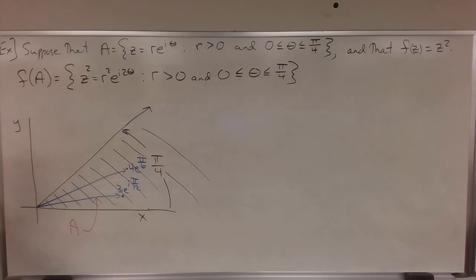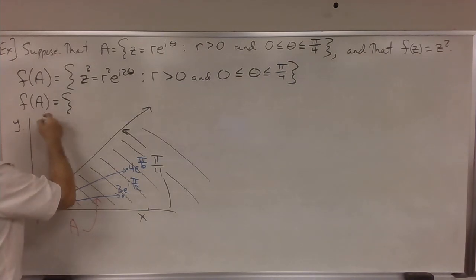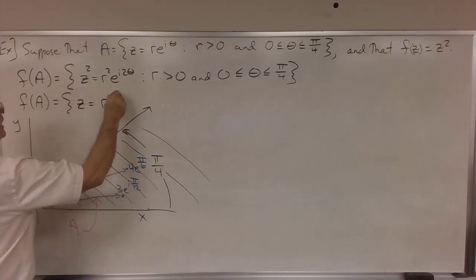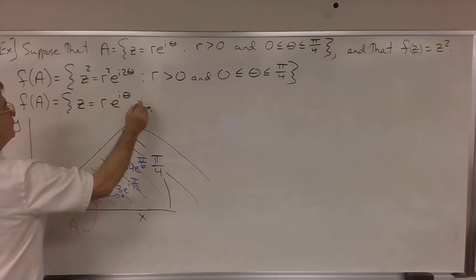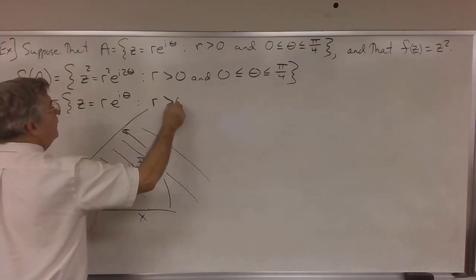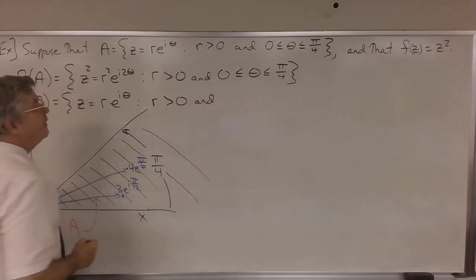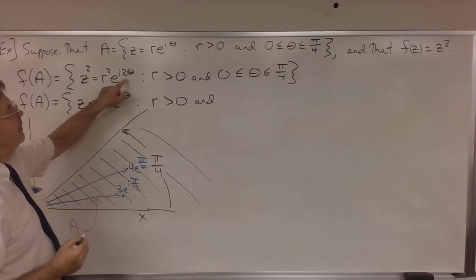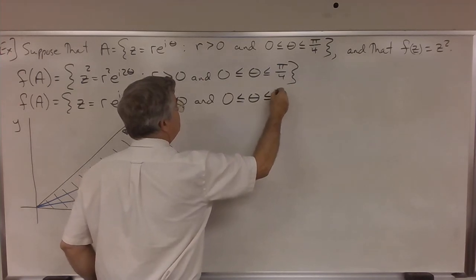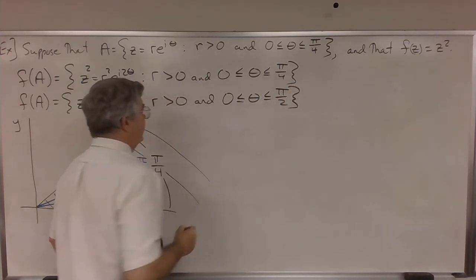Okay, so this is the image of A, and I think I can do better here. Here's my second attempt. I can say that f of A is the set of all complex numbers z equal r e to the i theta, such that r is greater than 0 and theta is less than or equal to pi over 2. There, how about that?